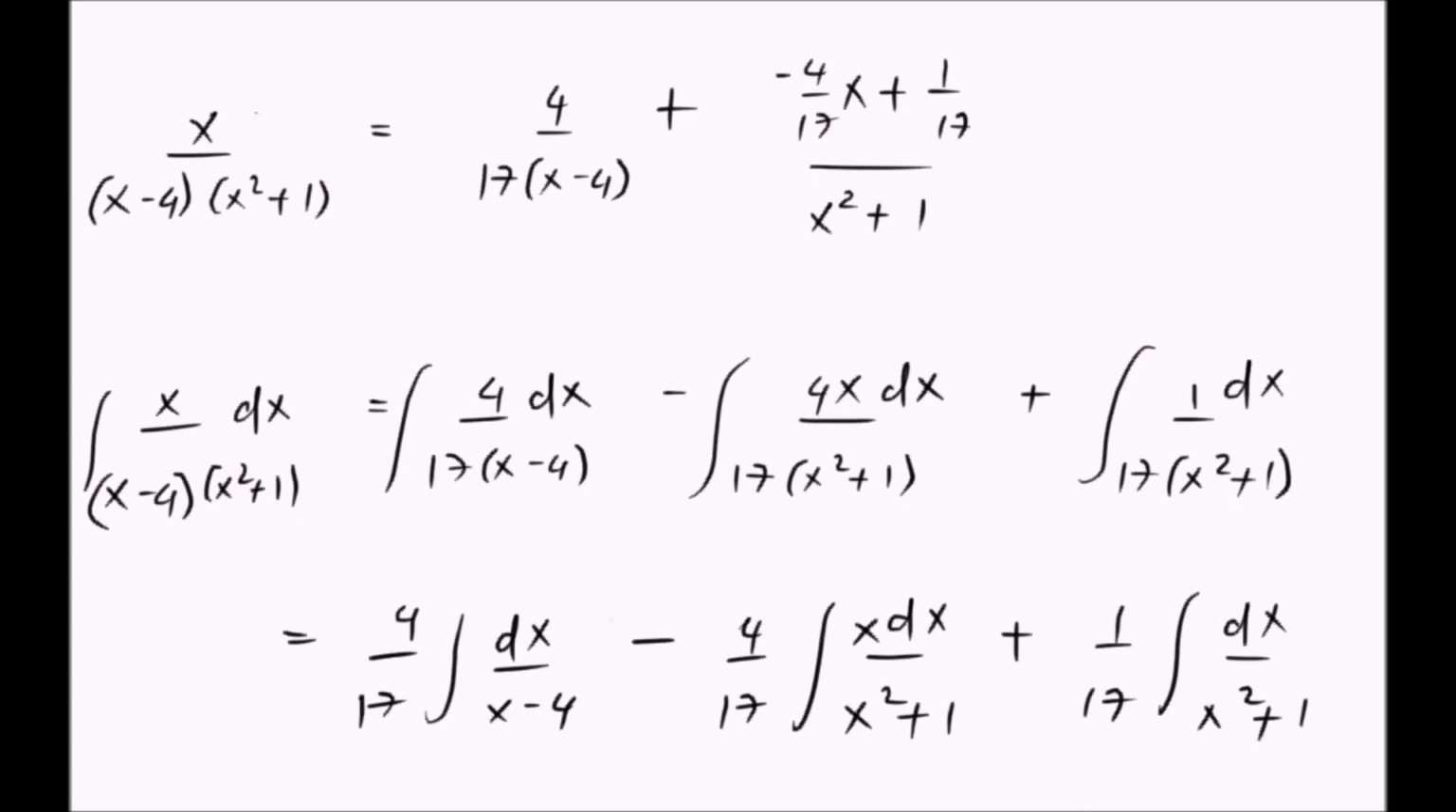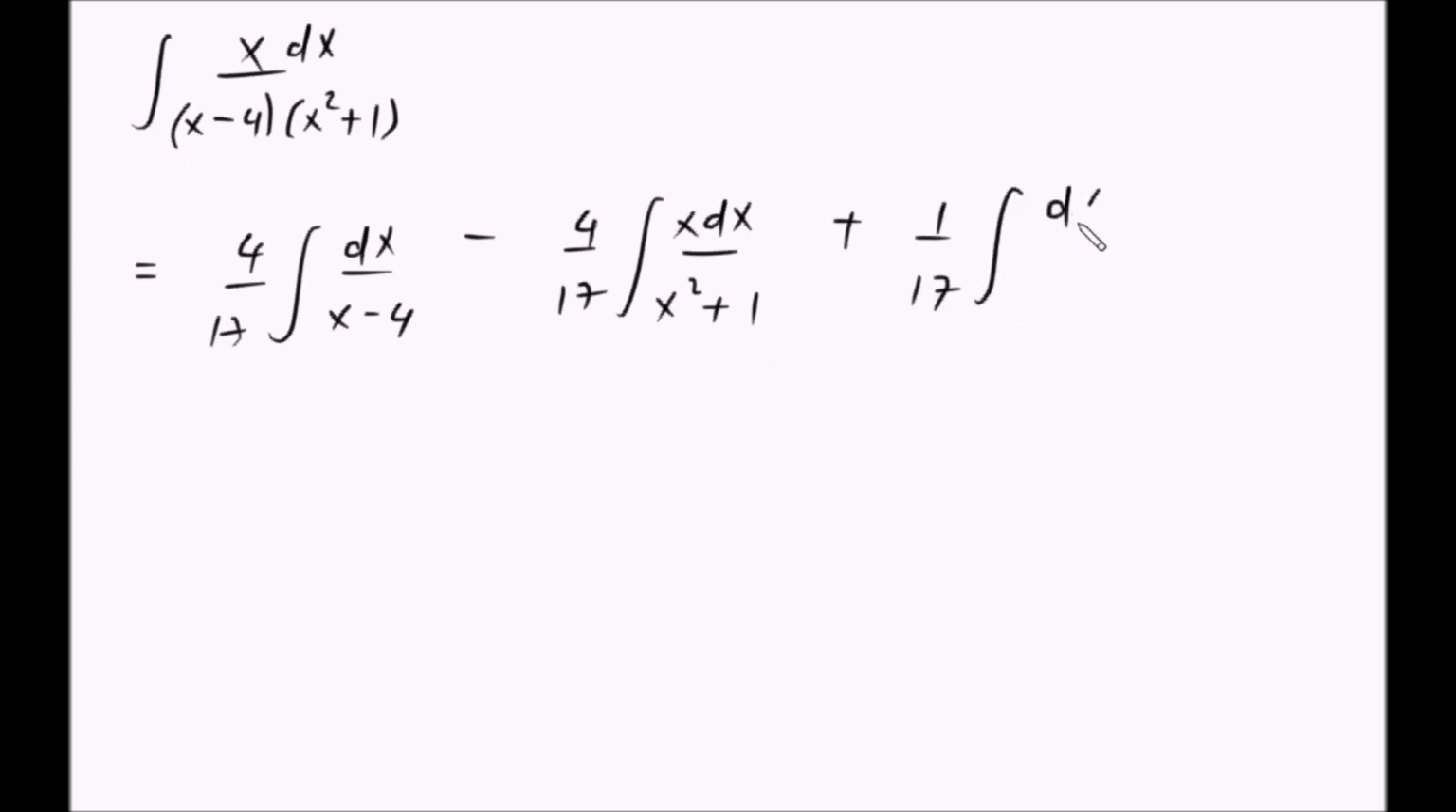So let me write this in a fresh page and then integrate it and then we are done, I think. So this is our question. Integral of x over (x minus 4) times (x square plus 1) dx. So to partialize, tumepata hivi 4 over 17 dx chini ya x minus 4 minus 4 over 17 x dx chini ya x square plus 1 plus 1 over 17. So we have dx over x square plus 1.